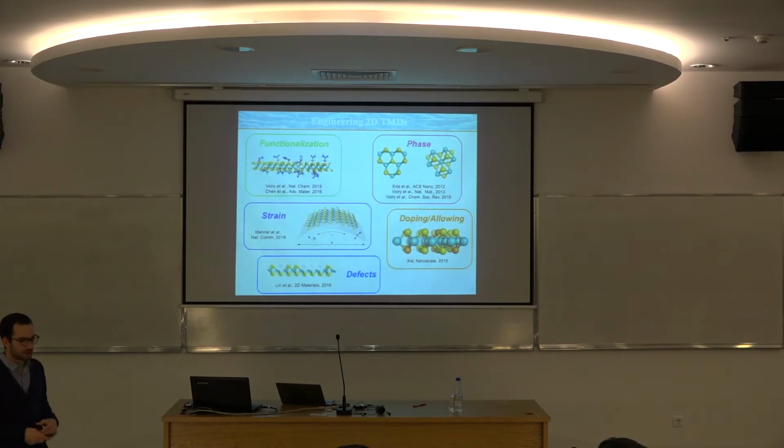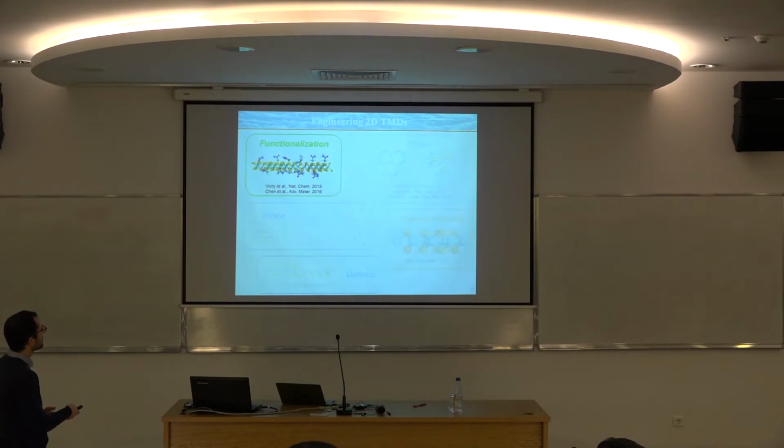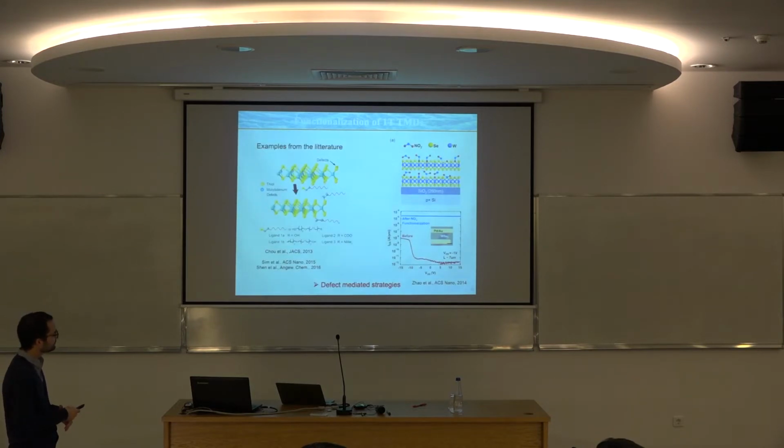Okay, so now I will show you a different way to engineer two-dimensional materials using functionalization. This is something I started since I have my position in Montpellier, and the idea is to modify these TMDs with covalent functionalization. On this slide, I show two examples of functionalization reported in the literature. One is based on thiol, treating these TMDs with thiol. Thiol has these SH groups that are supposed to react at the defect sites.